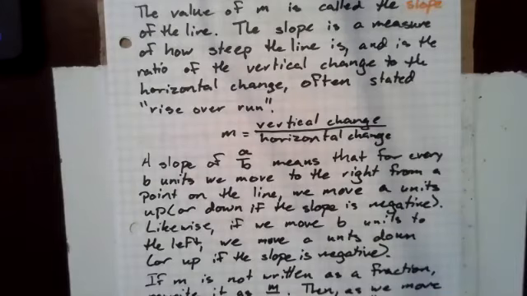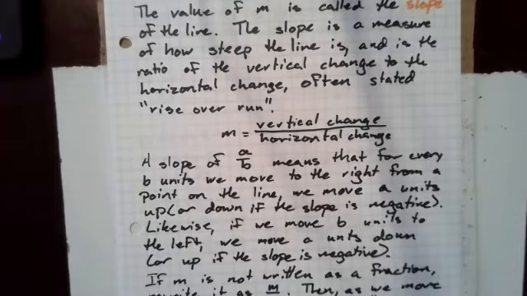The value of m is called the slope of the line. The slope is a measure of how steep the line is and is the ratio of the vertical change to the horizontal change, often stated rise over run. So m equals vertical change over horizontal change.